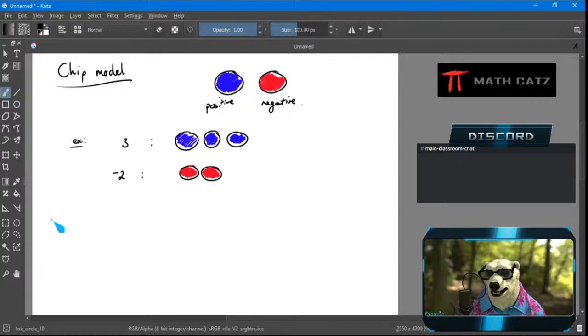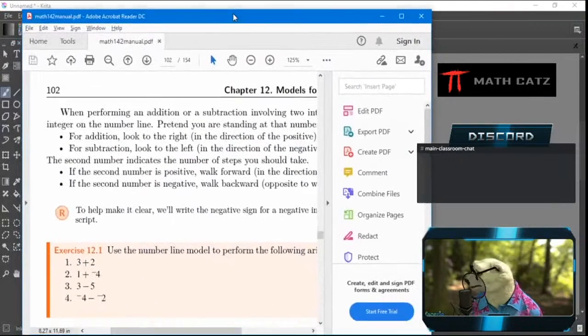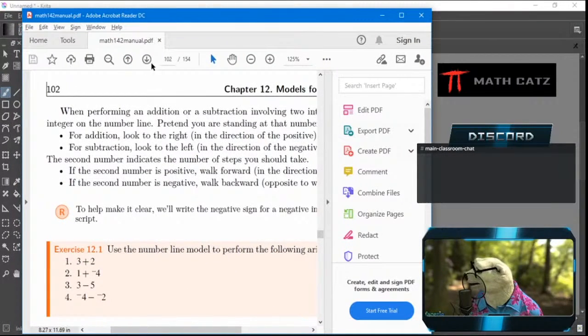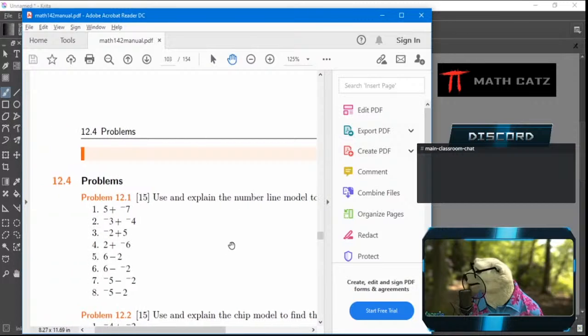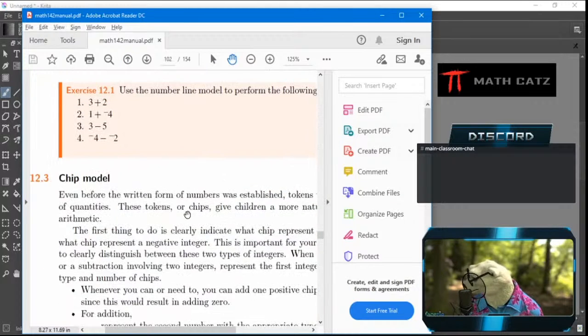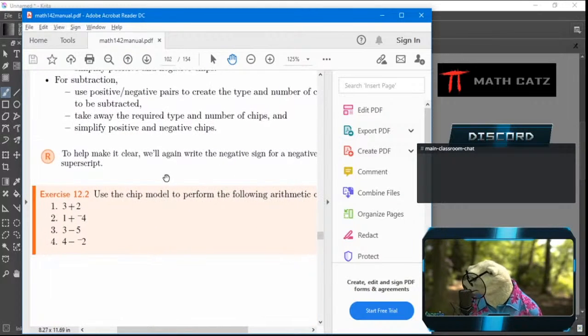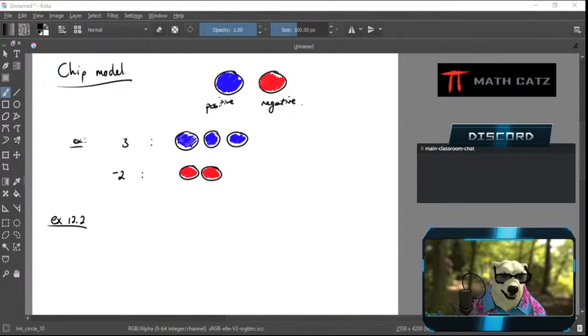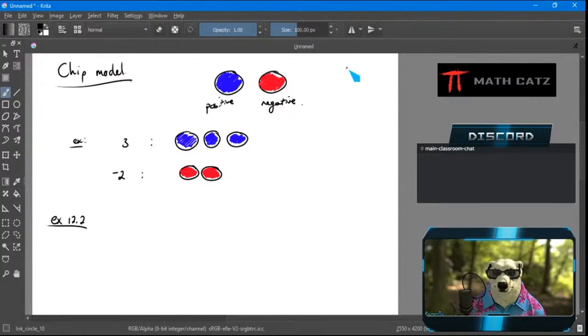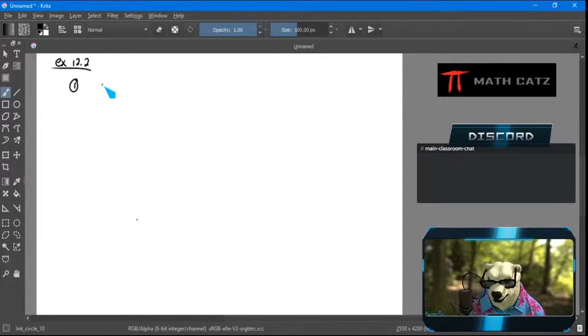So let's look at exercise, I guess it'll be 12.2. Let me triple check here. Nope, that's a problem. Chip model, chip model, chip model. There we go. Chip model. Might be the same ones that we're working with. Doesn't really matter. I just want some variety to see different things. Are there little tricky things in the chip model that I need to be aware of? And how does it work?